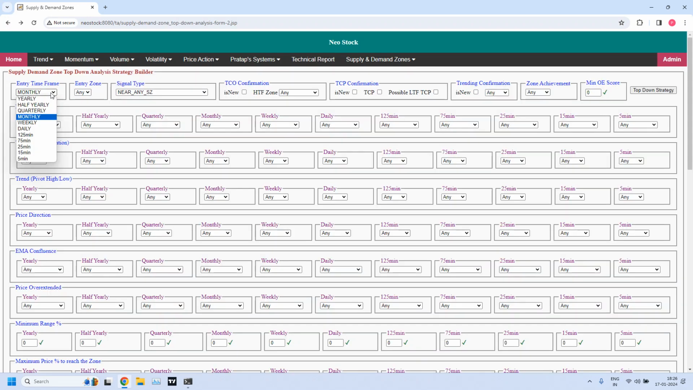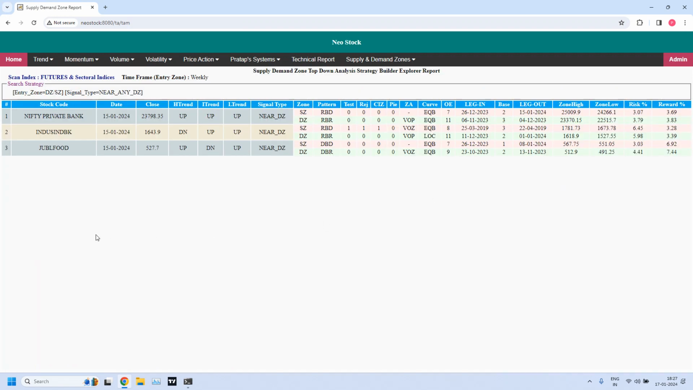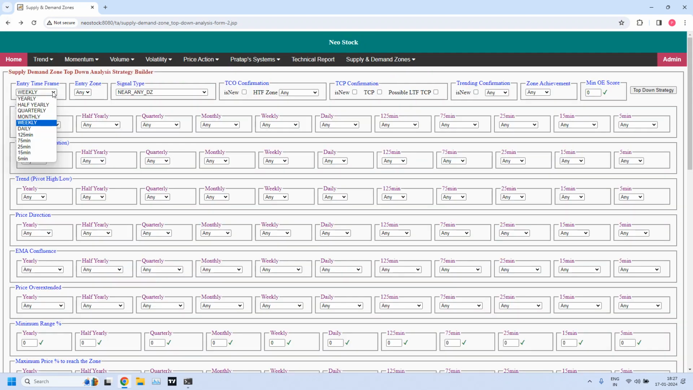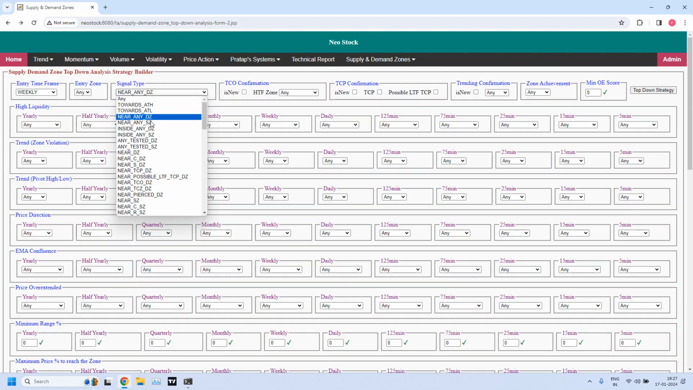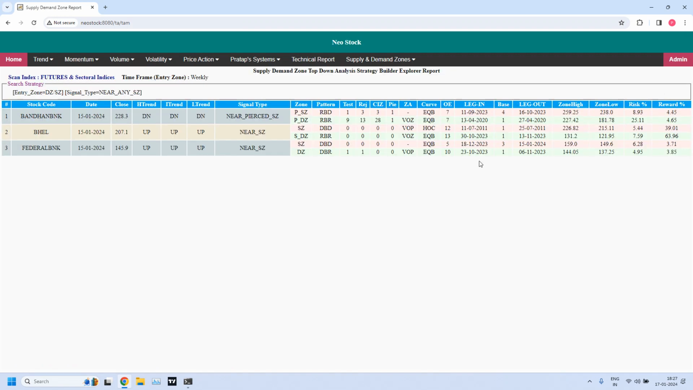Let me go back. Let us change the time frame to weekly. Let us find the stocks near weekly demand zone. So these 3 stocks are near weekly demand zone. Let me go back. For weekly time frame, let us find the stocks near weekly supply zone. So these 3 stocks are filtered.